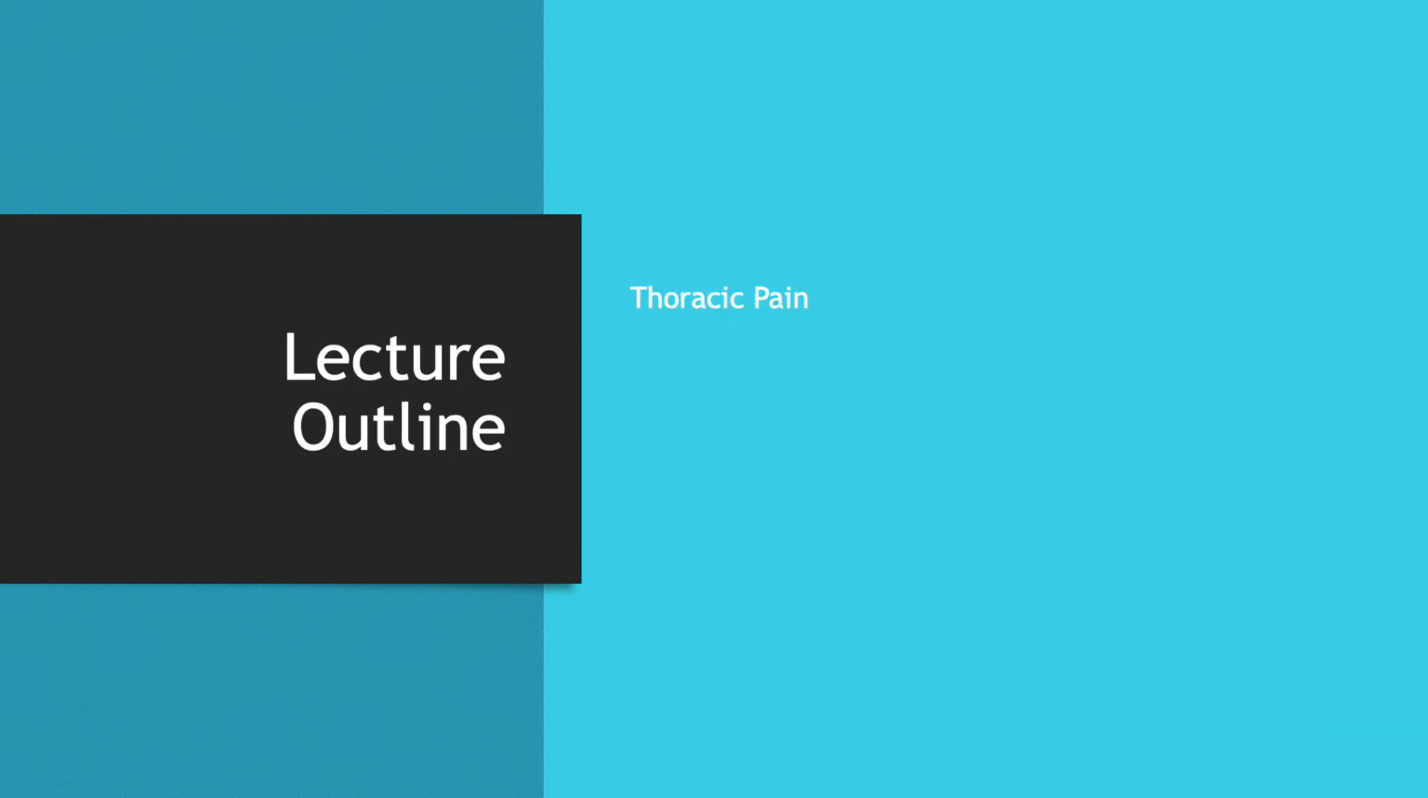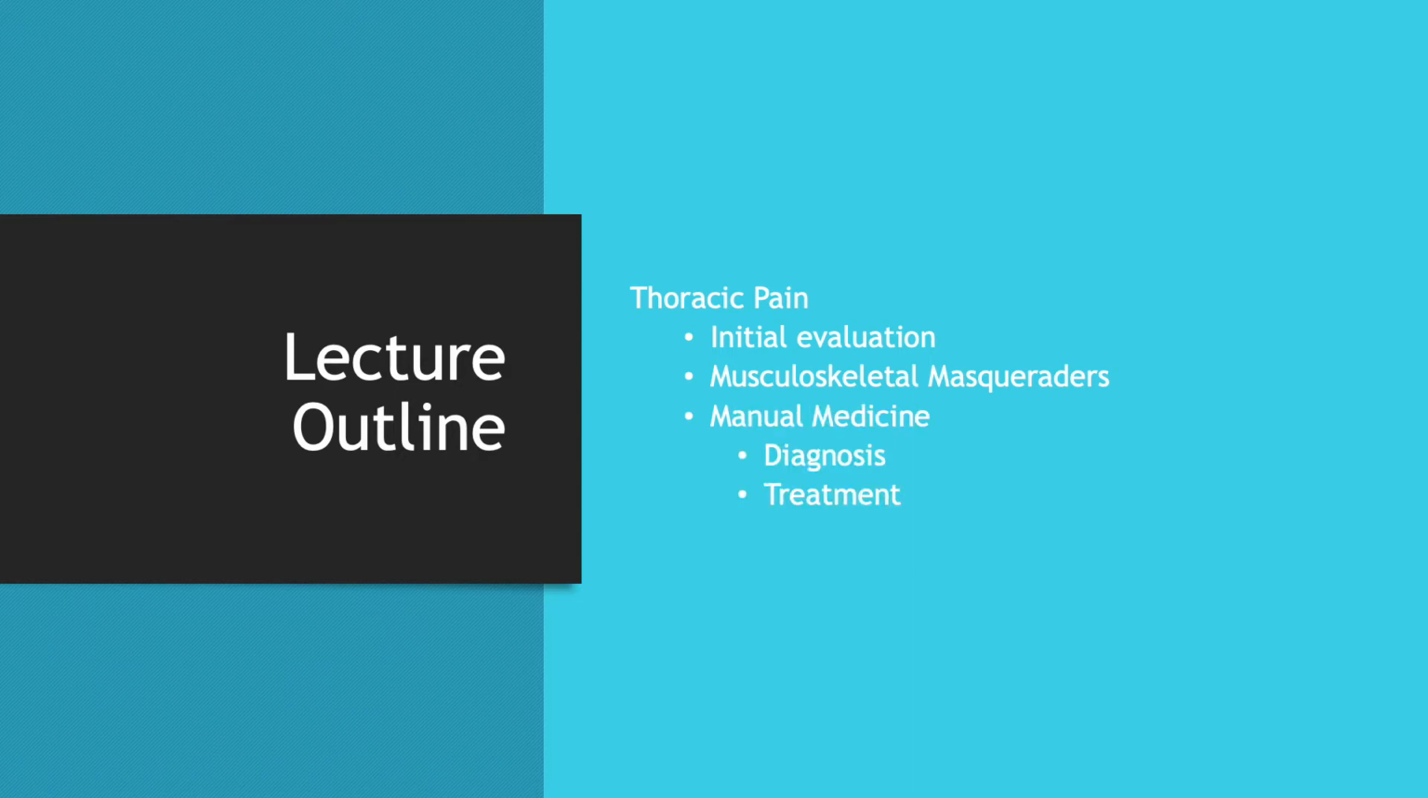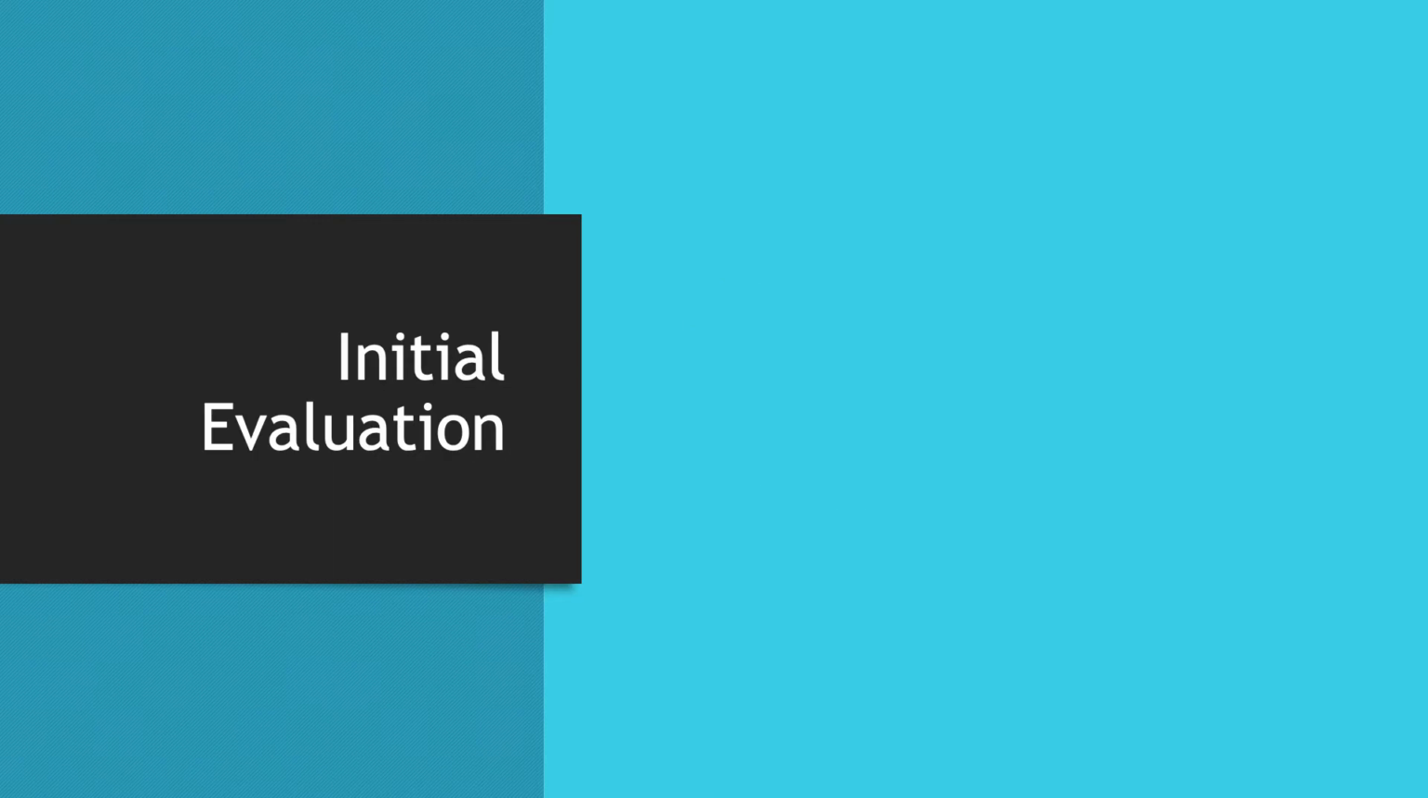So our lecture outline, again, it's on thoracic pain. We're going to talk about our initial evaluation. So you're in your outpatient clinic or in the ER, and you have someone come with thoracic pain. What are the steps you're going to do? We're going to talk about things that I call musculoskeletal masqueraders. And then we're going to go over the osteopathic manual medicine for diagnosis and treatment.